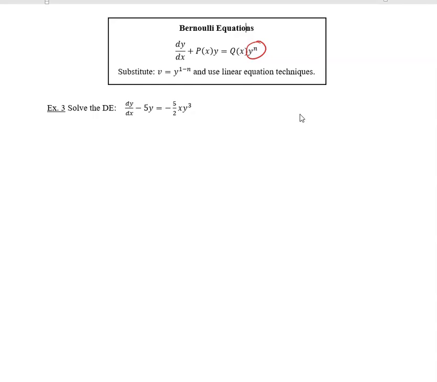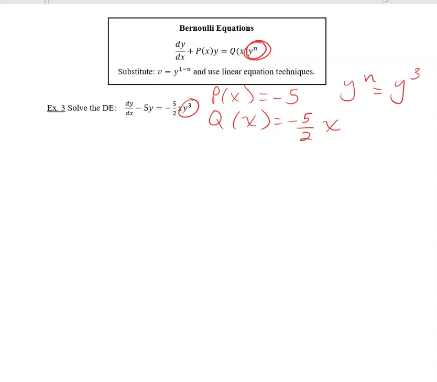In this first example, I'm going to just kind of make a note of what's what here. We've got p of x is going to be negative 5, and q of x is going to be negative 5 over 2x. And that y to the n that's new for us here, that's the y cubed here, so that's going to be y to the third. So n is going to be 3 in this example.